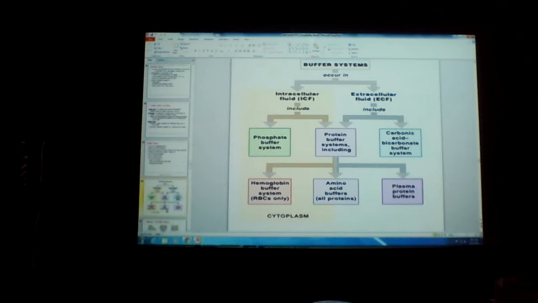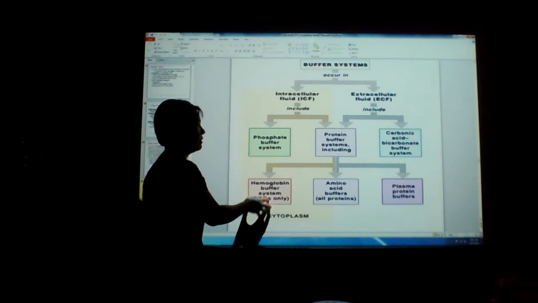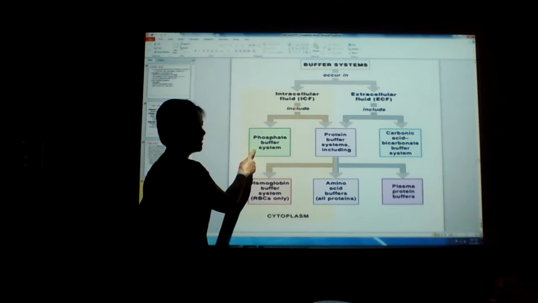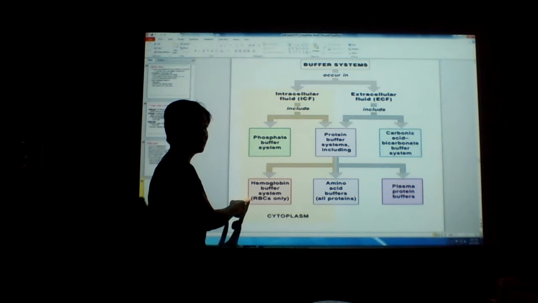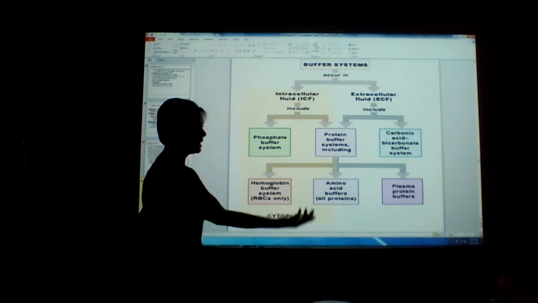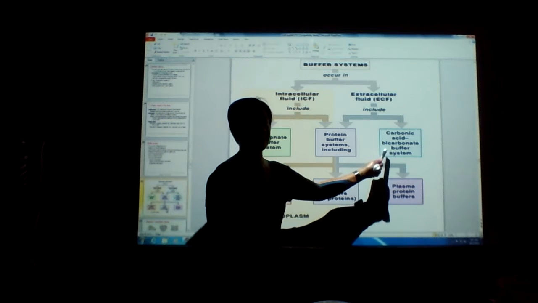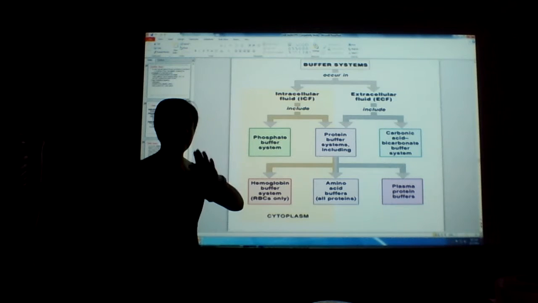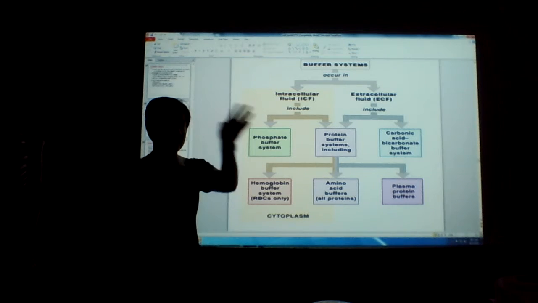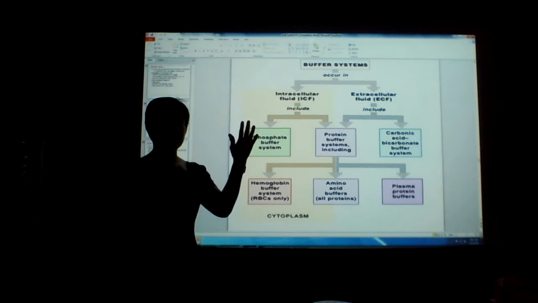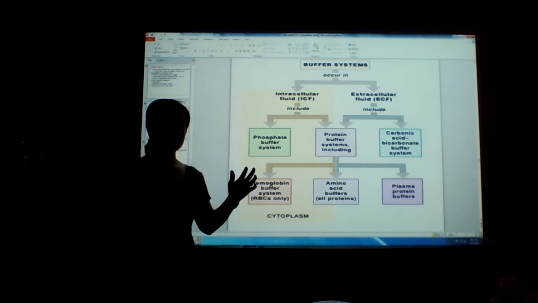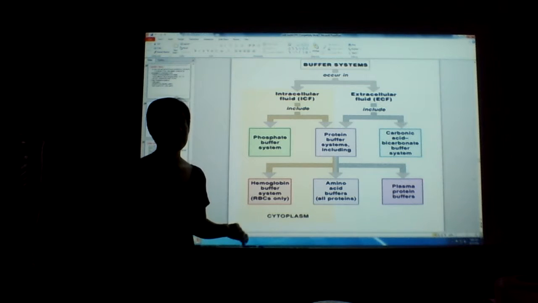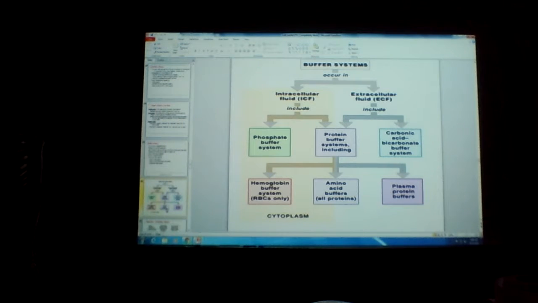You have buffers inside the cell, which is your phosphates, and inside the red blood cell, unique to the red blood cell, is your hemoglobin. Then outside the cell, you have your bicarbonate buffer system. And then in between the two, the proteins, the amino, which is basic, then the acid part. So if you have too much acid or too much base, they can buffer. Again, buffer is just a temporary fix.